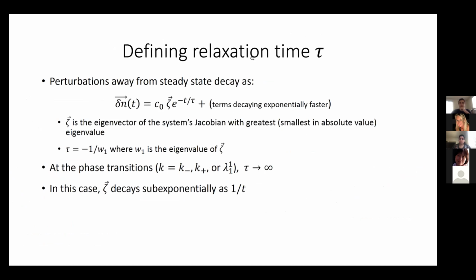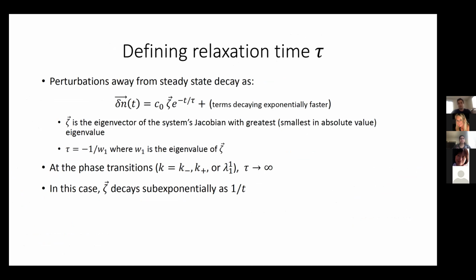So defining the relaxation time tau more precisely, if you imagine perturbing the system from steady state, then you can look at the deviation of the system from steady state and how that deviation changes in time. And so that's what delta n here signifies. That's the deviation from steady state.